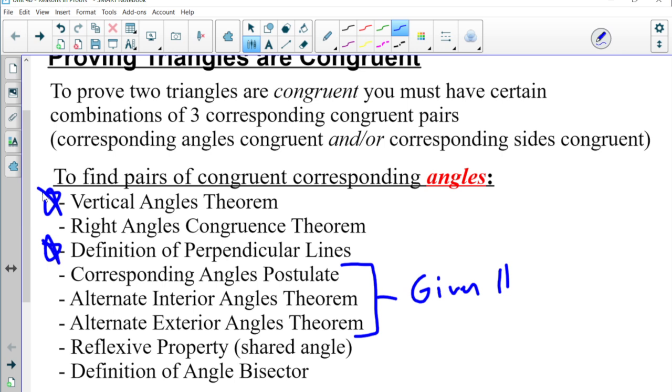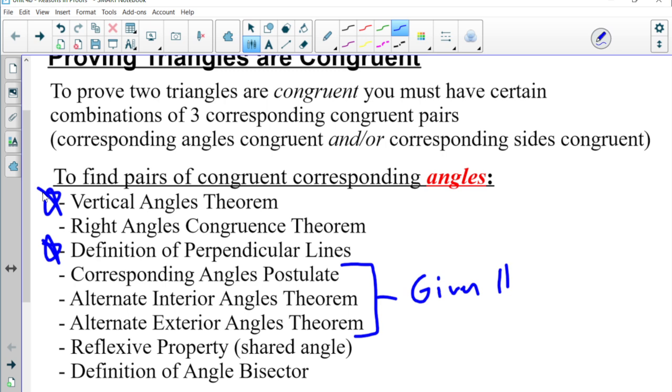Perpendicular lines, that's an important one. If we know perpendicular lines, then perpendicular lines are going to create what kind of angles? It's going to be right angles, 90 degrees, 90 degrees. So if I know lines are perpendicular, that's going to tell me that those angles are right angles, 90 degrees. So that will tell me that those angles are congruent. So that is my perpendicular lines.